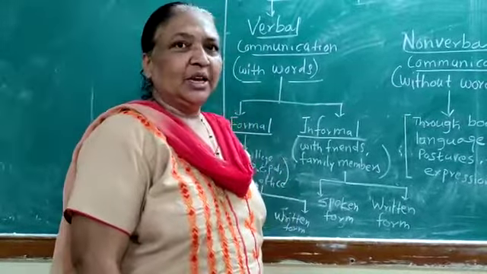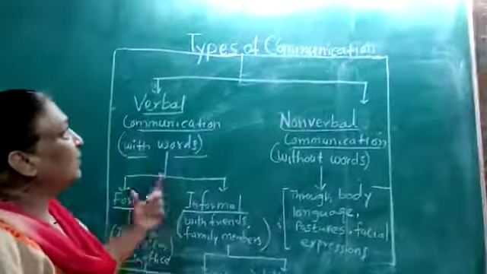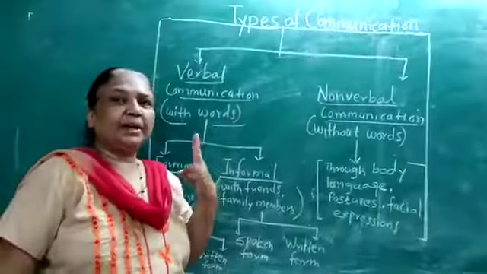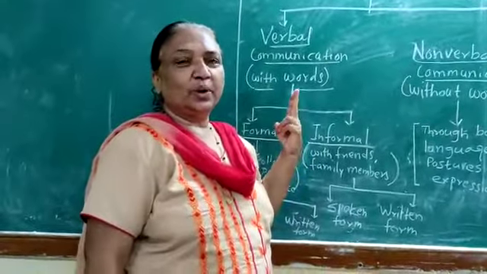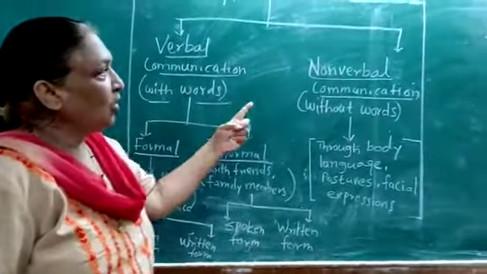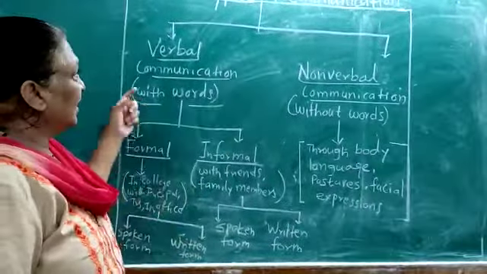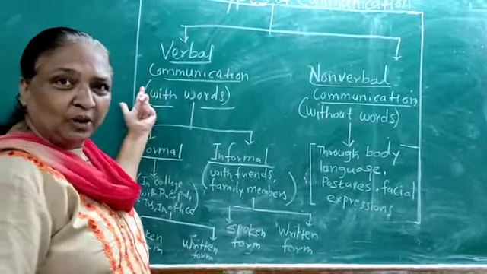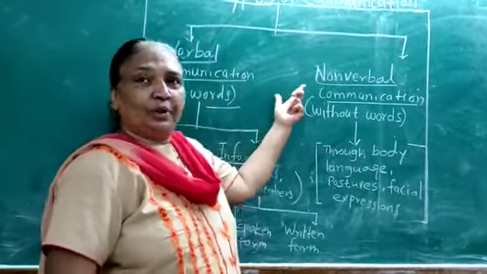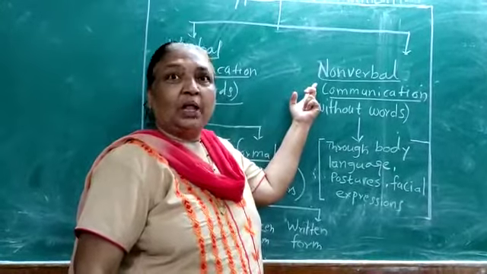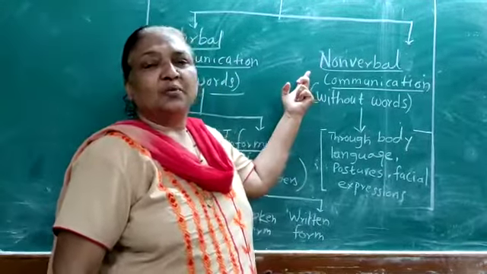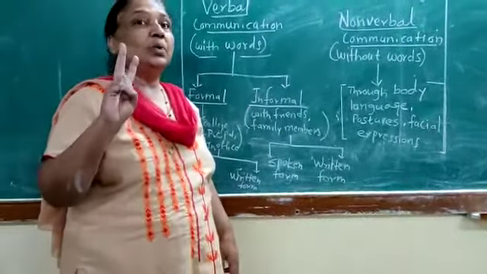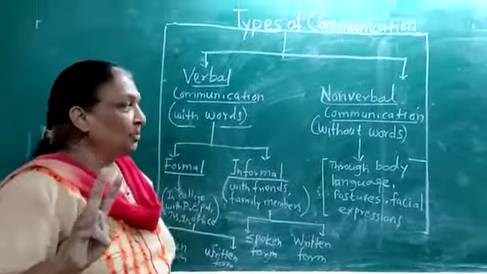So friends, our topic of discussion is the types of communications. Now see, there are two main types of communications. One is verbal communication, another is non-verbal communication. Now see, verbal communication means with the help of words, and non-verbal, see the term, non-verbal communication means without words. So friends, these are the two main types of communications.